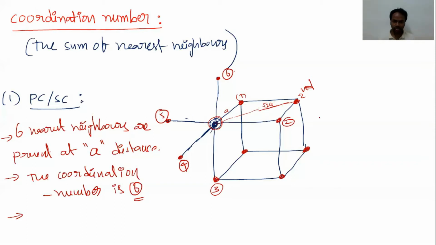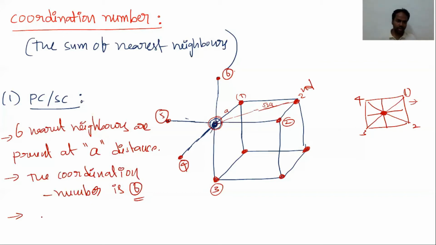Take this plane, like the xy plane. This is our point. On this plane, this is one corner, this is one corner, this is one corner, 1, 2, 3, 4, the corners present diagonally. So on this plane, from the reference point, there are a total of 4 second nearest neighbors. Like that, 3 such planes are there. So 3 into 4, total 12.